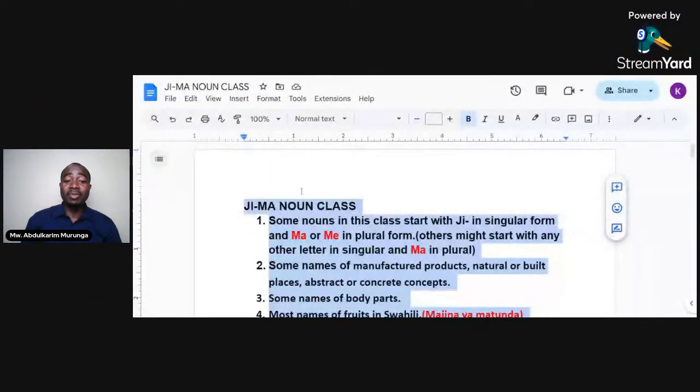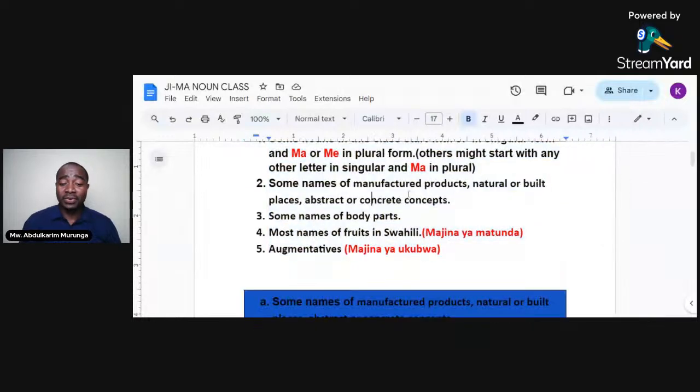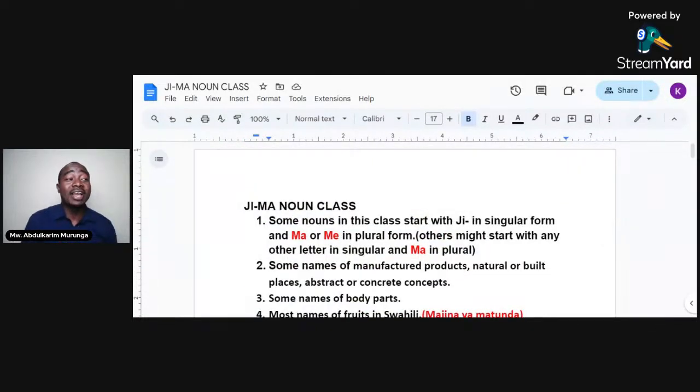This is Jima noun class. I will tell you characteristics. How can you identify this noun in Swahili? This noun is in Jima class. After identifying the nouns in Jima class, I will teach you how these nouns agree with other parts of speech, especially the verbs, okay? So if time will allow, we'll continue with others, but we will start with the verbs, how the nouns in Jima class agree with the verbs, okay? So we start with identifying nouns in Jima class, okay?